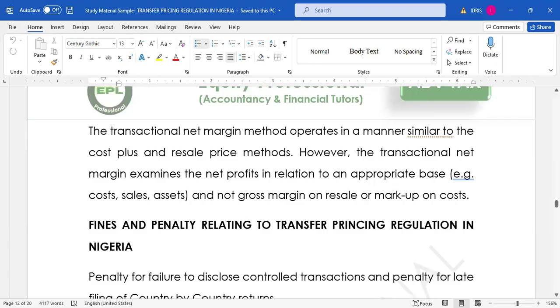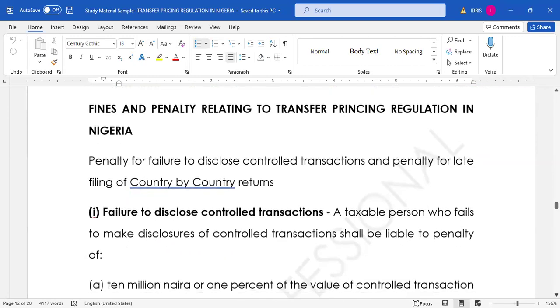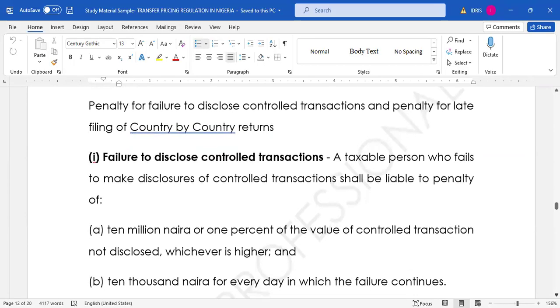Now, what are the fines and penalties relating to transfer pricing regulation in Nigeria? Number one: failure to disclose controlled transactions.